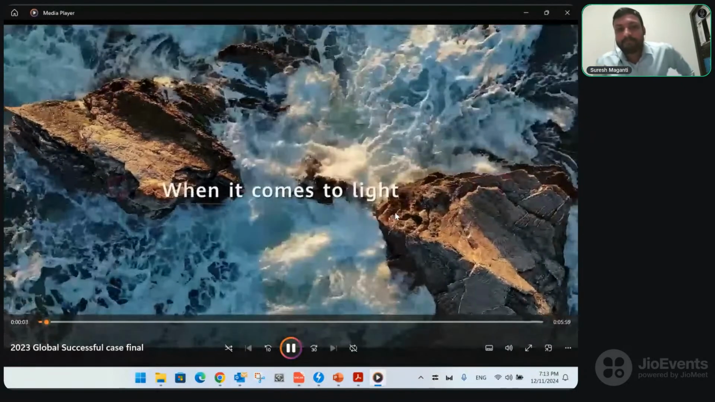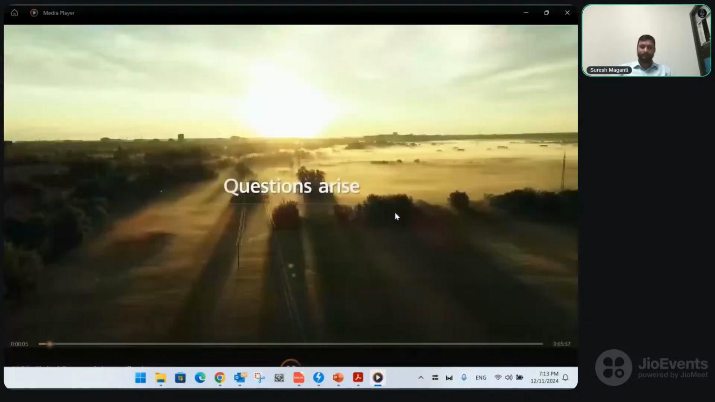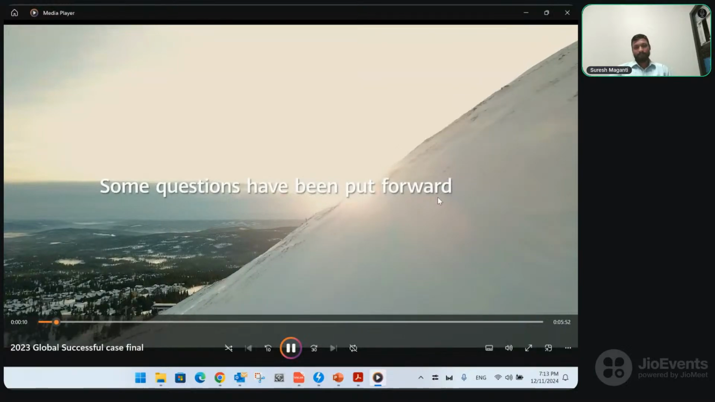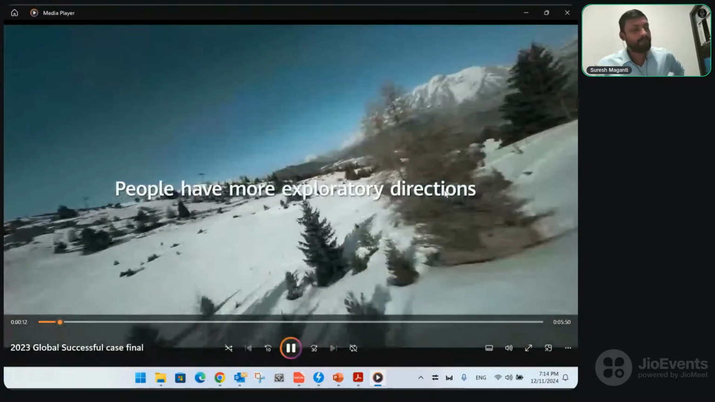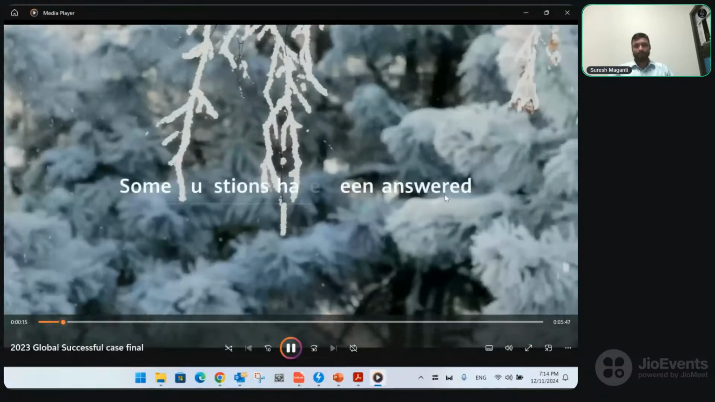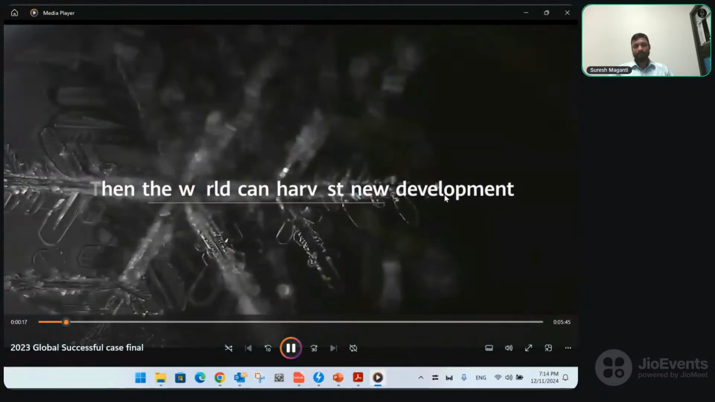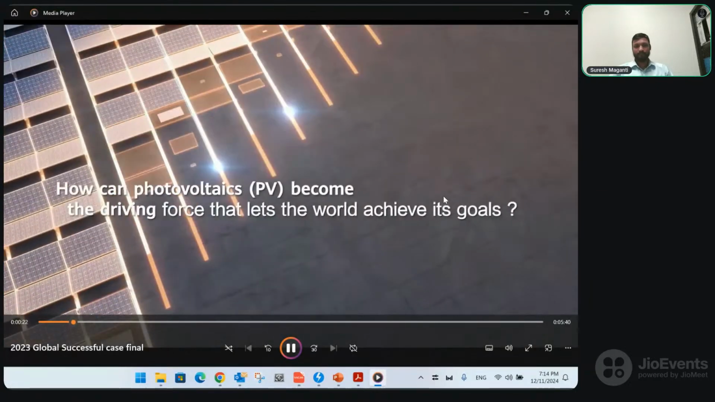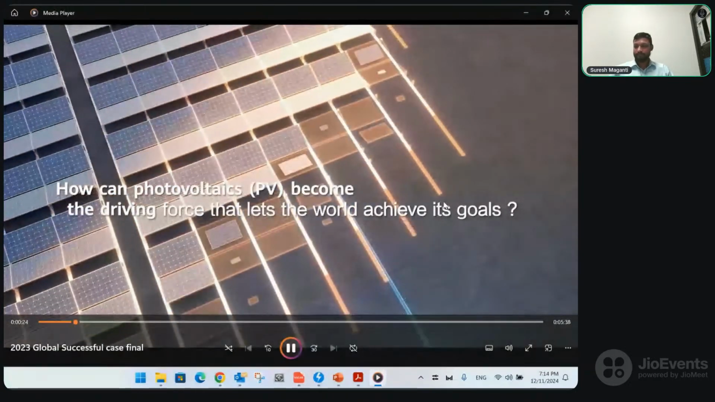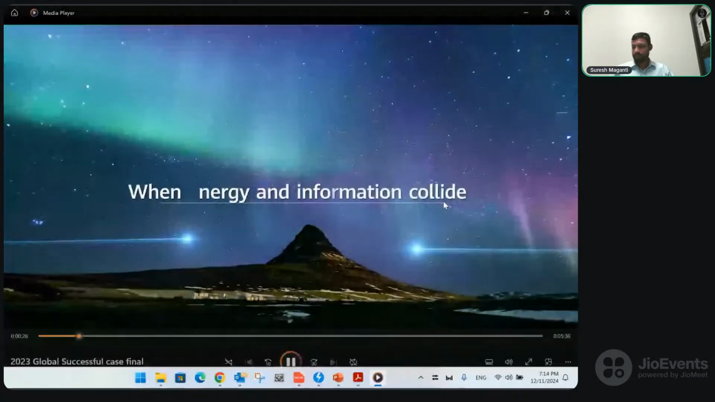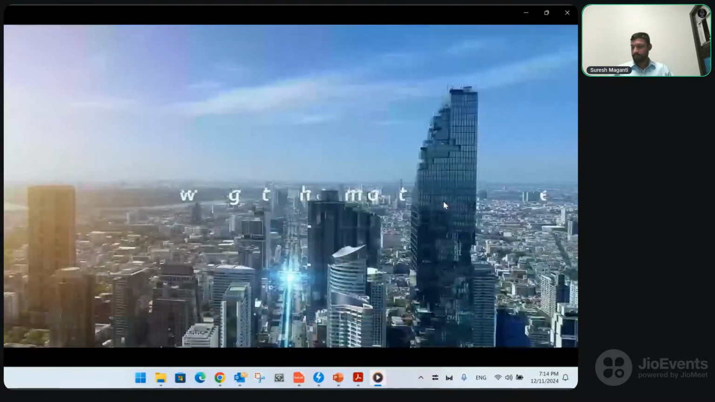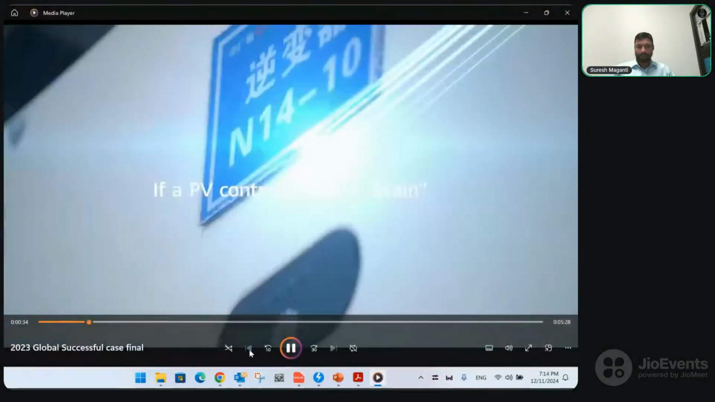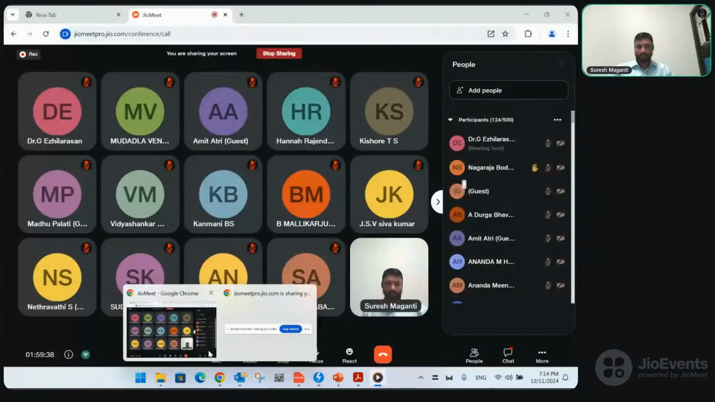When it comes to light, questions arise. Some questions have been put forward. People have more exploratory directions. Some questions have been answered. Then the world can harvest new development. How can photovoltaics become the driving force that lets the world achieve its goals? When energy and information collide, can we get the most out of new energy? If a PV controller has a brain, will it think and optimize itself?